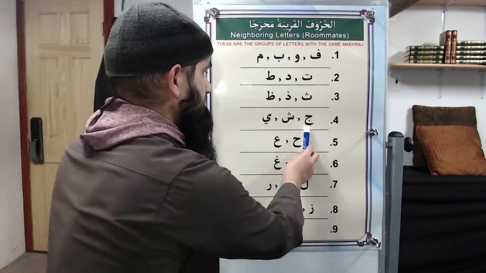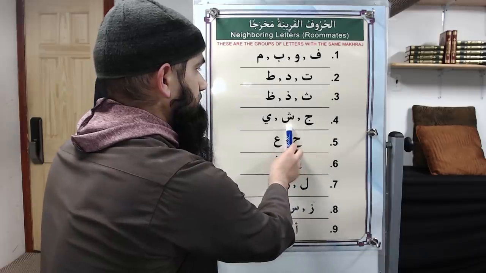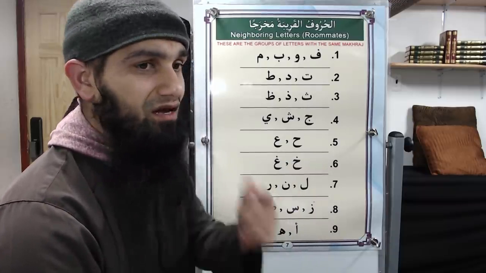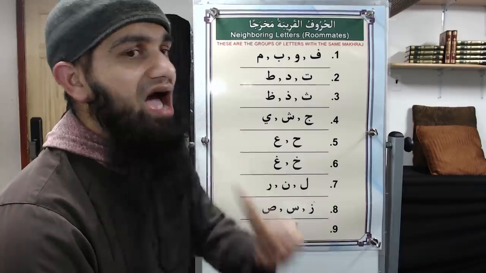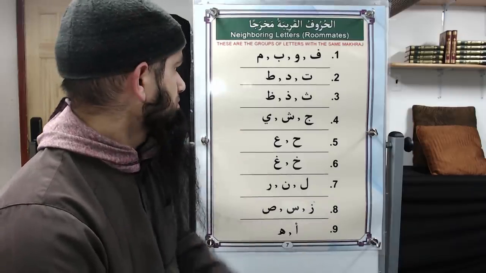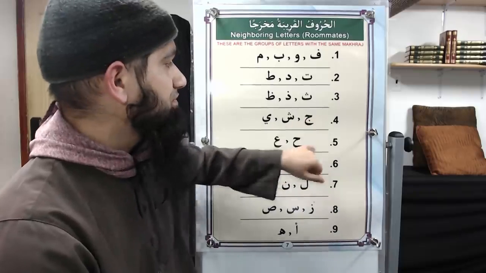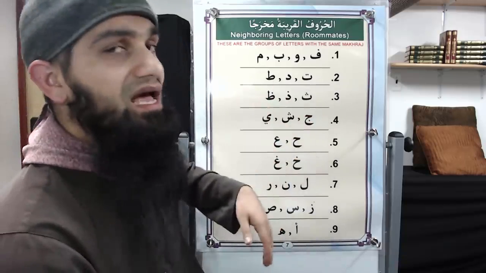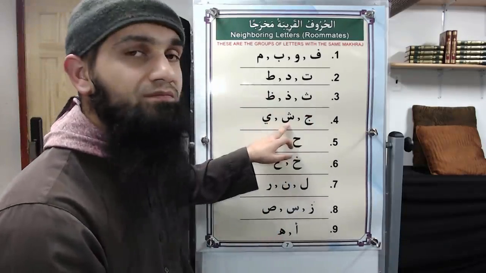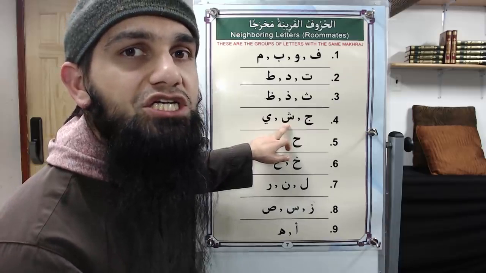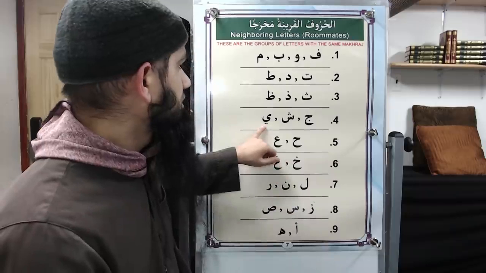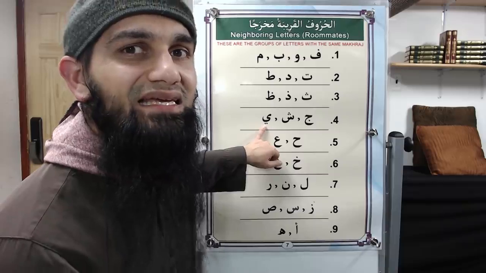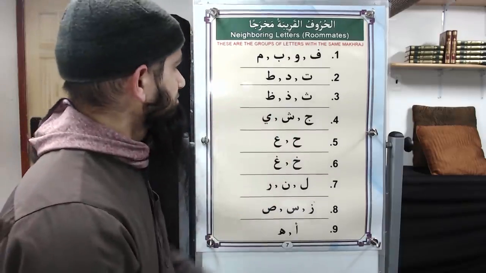Group number 4. Let's pronounce them. Jim, Shin, Ya. Okay. They come from the middle of the tongue against the middle of the upper palate. So let's put the A sound before them. Aj. You see, it touches. Ash. It's tight. Ay. It's much more easy.